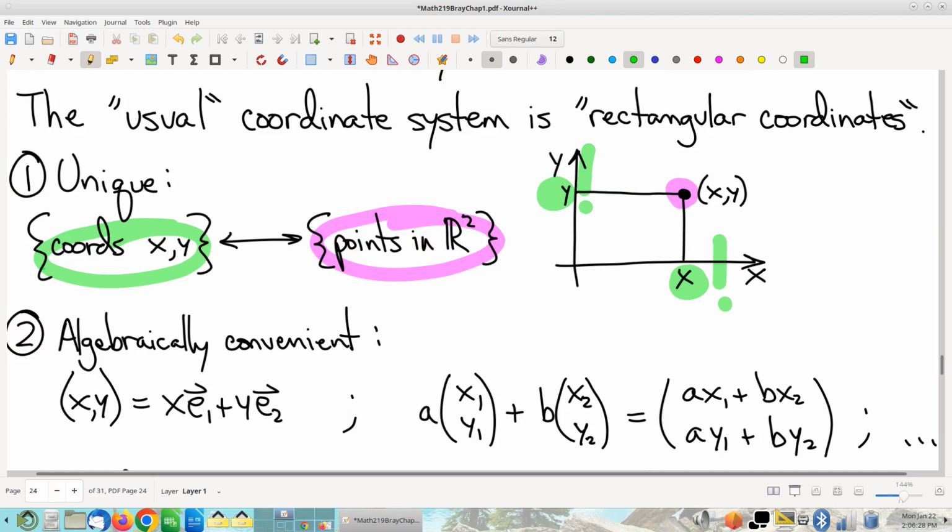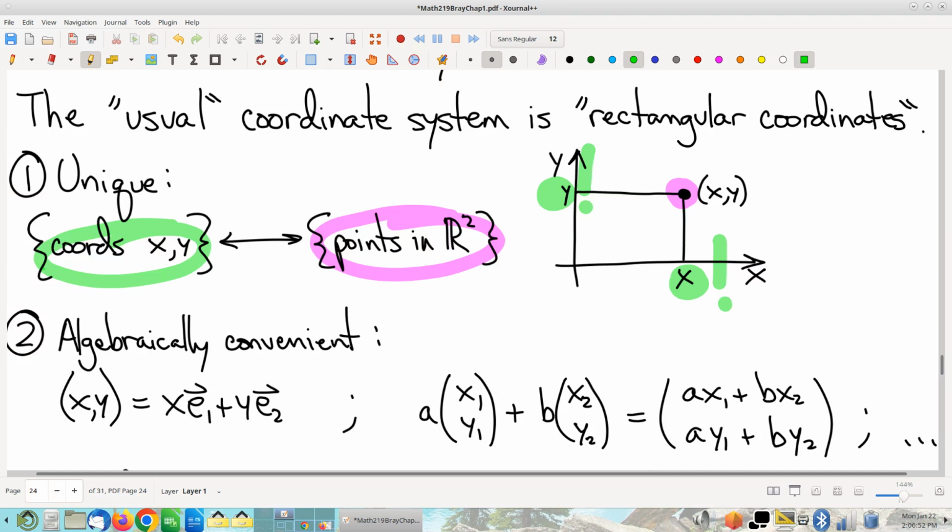And it seems like a sort of a trivial observation to make. The reason that I like to point this out explicitly is sadly the new coordinate systems we're going to talk about are not unique. Right? Points are going to have multiple different coordinates in, let's say, polar coordinates or spherical coordinates or whatever.